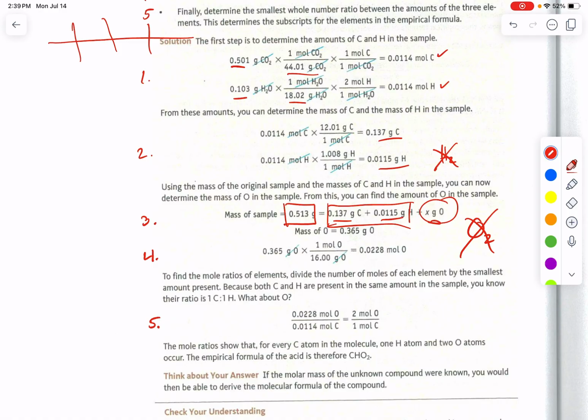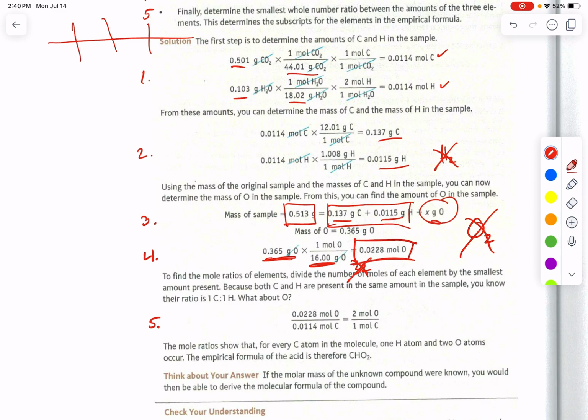So now I know my grams of oxygen, and notice I'm going to use 16 here. We're not going to use 32, the molar mass of oxygen gas. Every year there's a student that makes that mistake. And so this gives me my moles of oxygen.